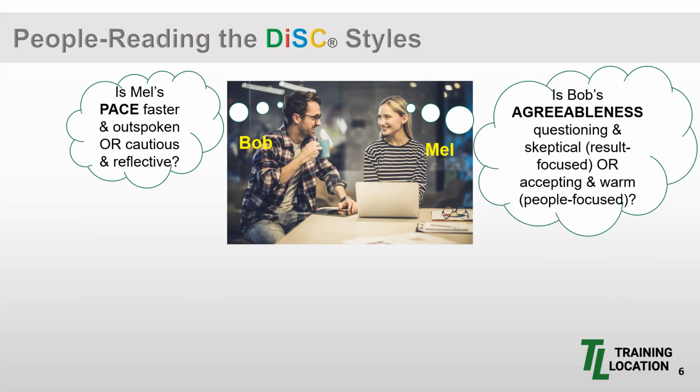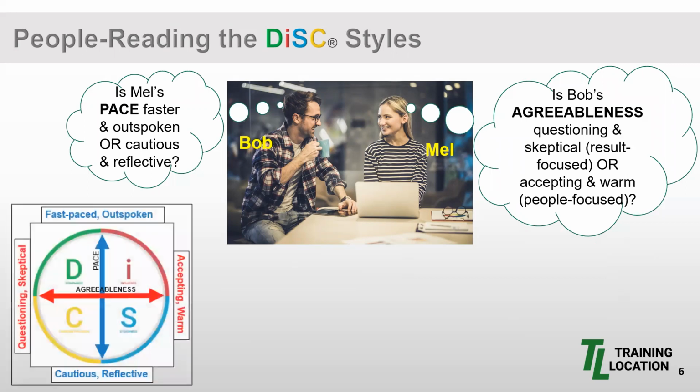I'm going to stop here and add in one more learning point based upon this specific scenario. Perhaps, as with our individuals shown, Bob and Mel, you are able to determine either pace or agreeableness, just one or the other. You'll at least know something about the other style as you proceed. So let's go back to our breakdown in the model of pace and agreeableness. Remember, we discussed each style shares pace or agreeableness with one other style. Specifically, if Bob discovers that Mel has a faster, outspoken pace, he can at least begin to determine that Mel's probably either what? Either a D or an I.